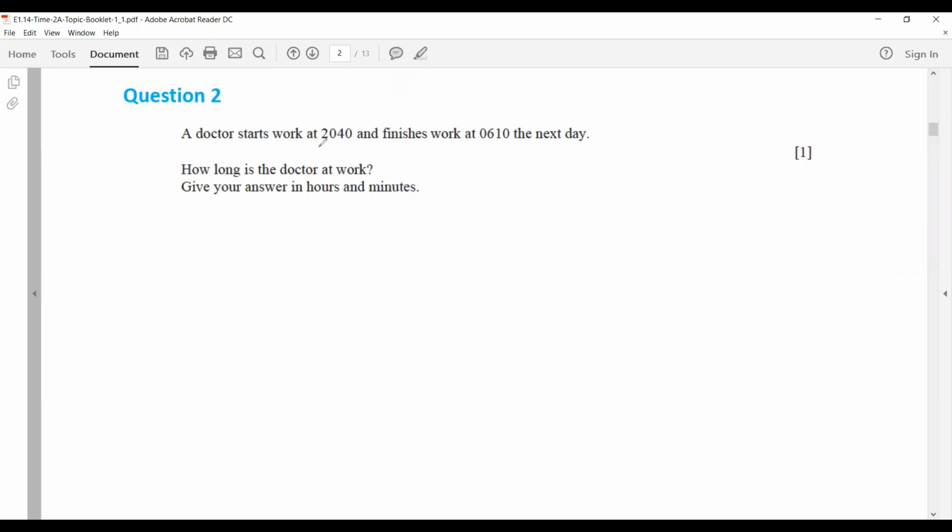So a doctor starts work at 20:40 and finishes work at 6:10 the next day. How long is the doctor at work? So basically it's the same thing, and they want the answer in hours and minutes. And if we use these numbers, we're gonna end up with hours and minutes. So we don't need to do any conversion at the end. So I'm gonna use the same approach, meaning I see how many hours and minutes I need to complete a day. So that would be 3 hours, 20 minutes.